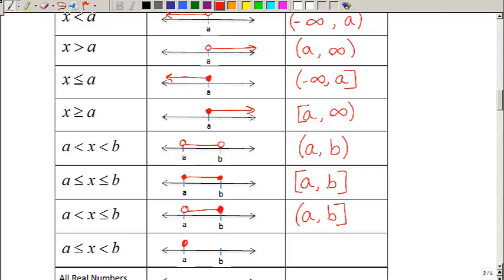On the last problem, a is less than or equal to x, which is less than b. You're allowed to include a, but not b. So a is the one that has the bracket and b does not.